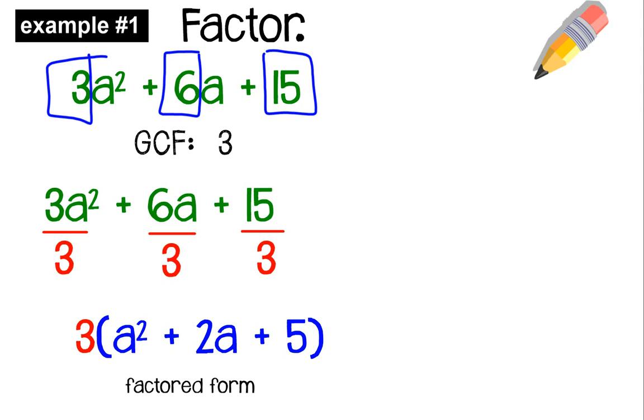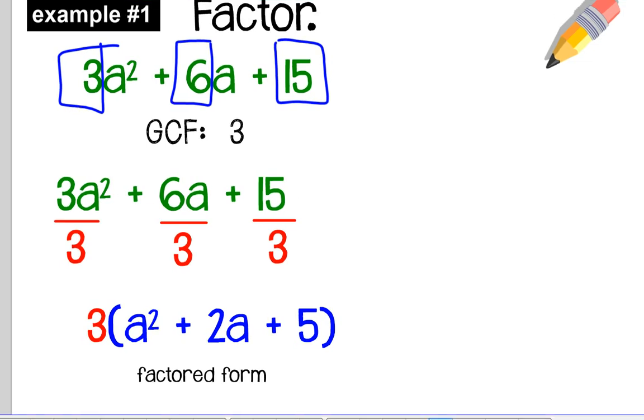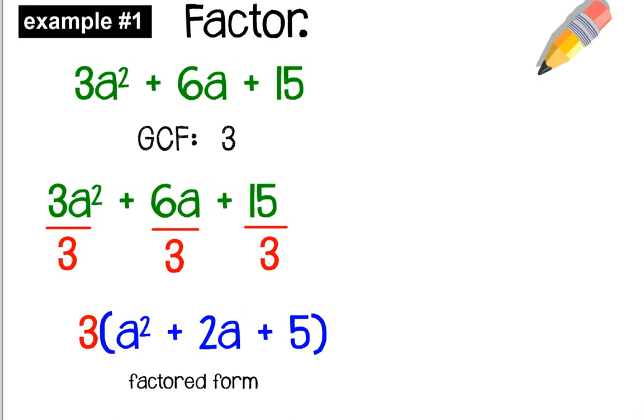3, 6, and 15. Now you can never have a GCF that is higher than your lowest value. It can never be higher than your lowest value. So since my lowest value is 3, my GCF has to be 3 or lower. So 3, 6, and 15 can all be divided evenly by the number 3.